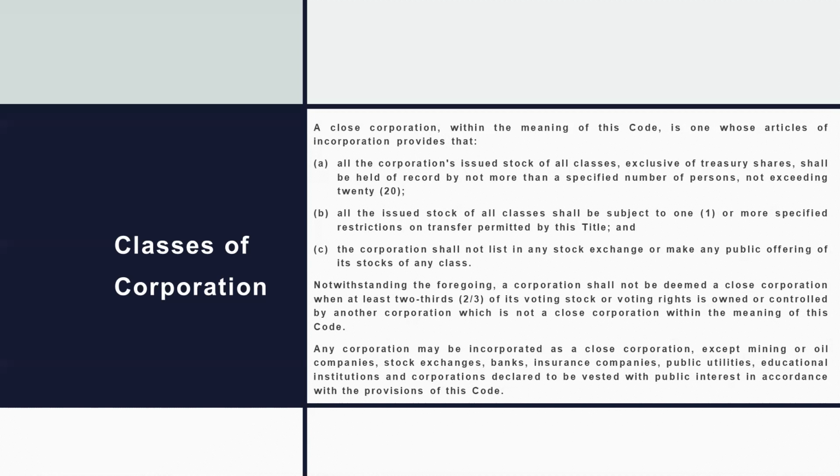Any corporation may be incorporated as a closed corporation except mining or oil companies, stock exchanges, banks, insurance companies, public utilities, educational institutions, and corporations declared to be vested with public interest in accordance with the provisions of this code. So when we say closed corporation, usually this is the corporation where the owners are just relatives or family. So it's a closed corporation.